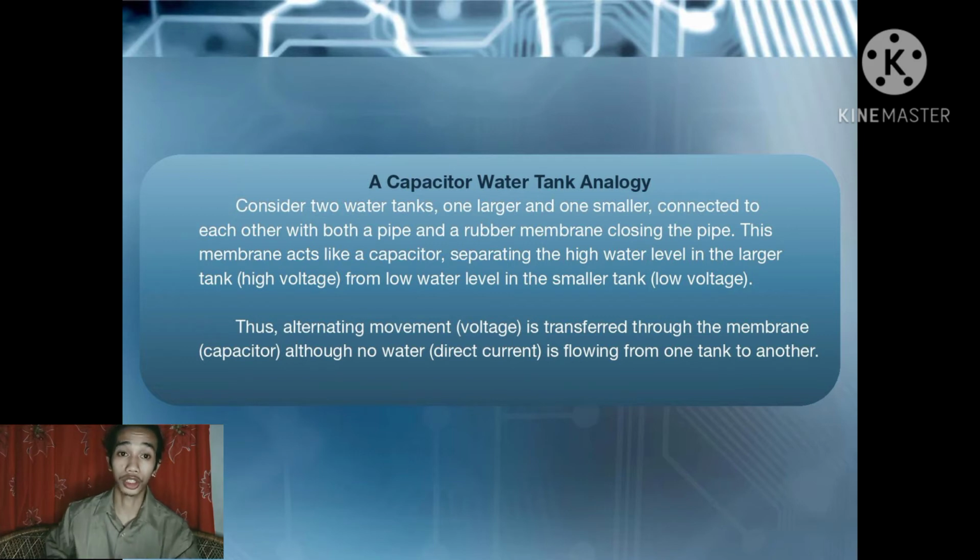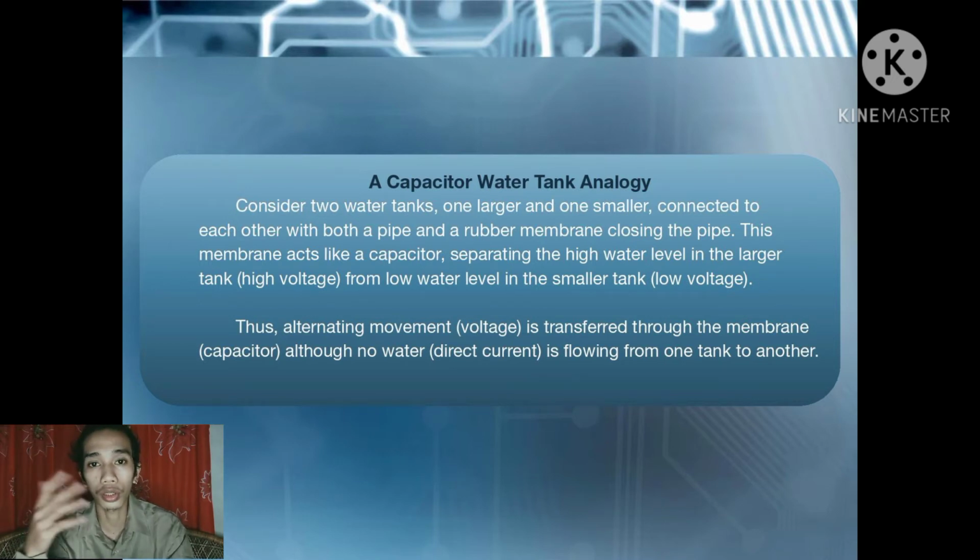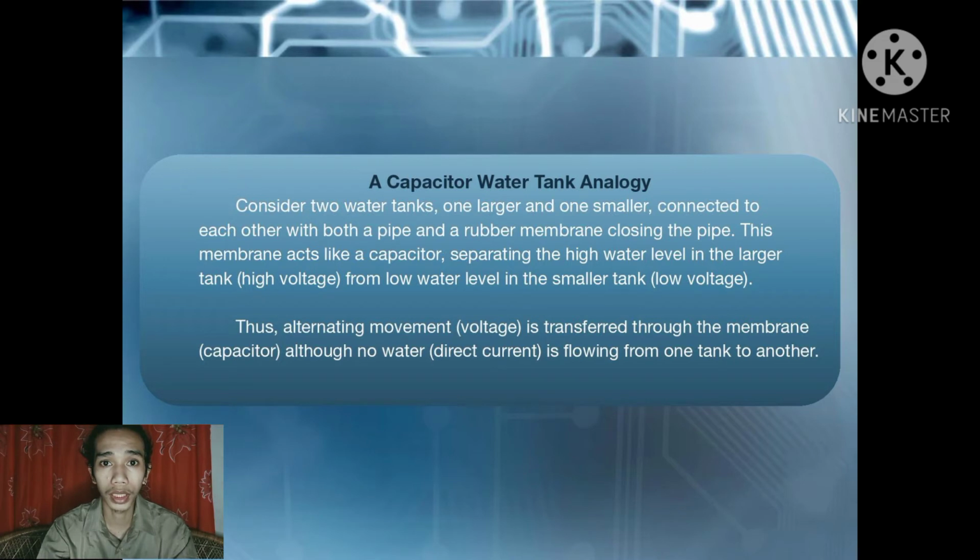So again, I'll discuss it. First, a bigger tank, in electrical terms, would be a higher voltage, and the smaller tank represents the lower voltage. The two of them are connected with a pipe, and there is a rubber membrane that closes the pipe. So this rubber membrane represents the capacitor.